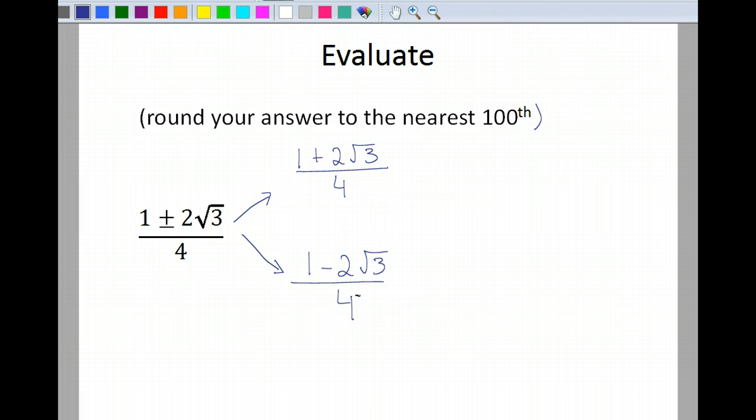Now remember when we were factoring those quadratic equations, we had 2 answers, x equals this or x equals this. Same thing here. We're going to have 2 solutions because of this plus or minus. We've got to see what happens if I add 2√3. What happens if I subtract 2√3? Again, I want you to do as much as you can by hand.